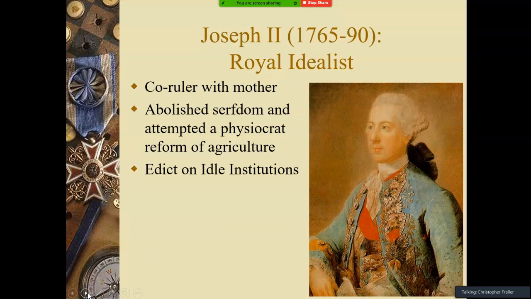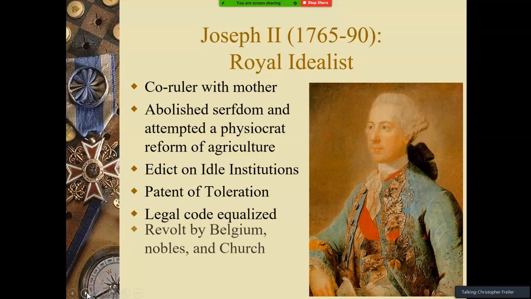He also eliminated and closed down any monasteries or other religious institutions that didn't do productive labor for society. He even extended toleration to Jews, he was one of the first monarchs to do that, allow Jews to worship freely, and extended toleration to other religious minorities within Austria. And he aimed to create a uniform legal code according to Enlightenment principles.